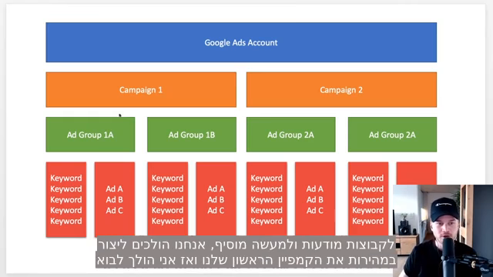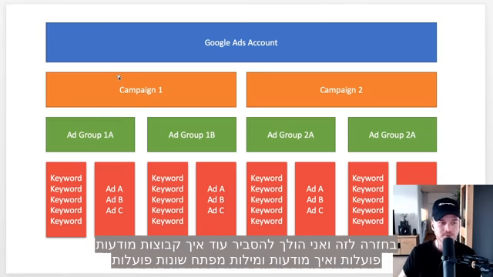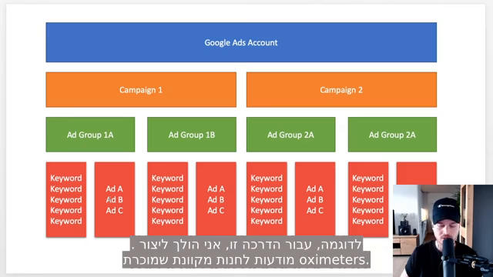So before you go further into ad groups and actually ads, we're going to quickly create our first campaign. And then I'm going to come back to this, and I'm going to explain further how ad groups work and how different ads and keywords work.